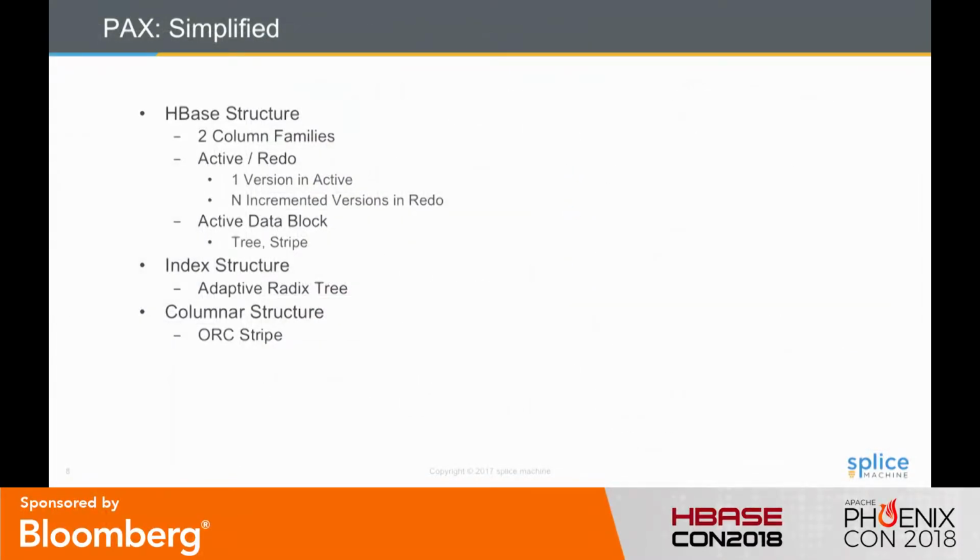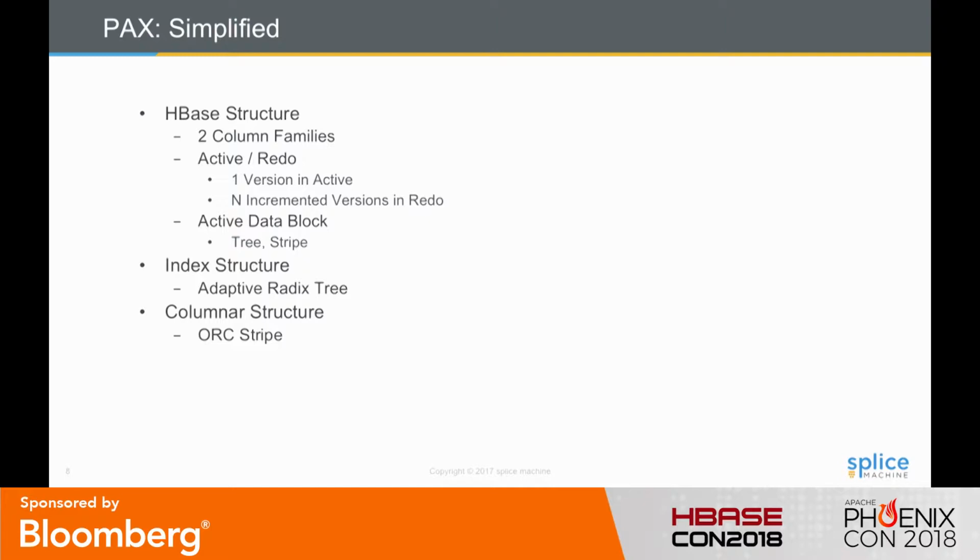So what are we talking about? Just break it down. It's an HBase structure, 2 column families. We have 1 column family for active data, another column family for redo. It's like a classic Oracle model. The 1 version in active, and then n increment of versions in our redo structure.